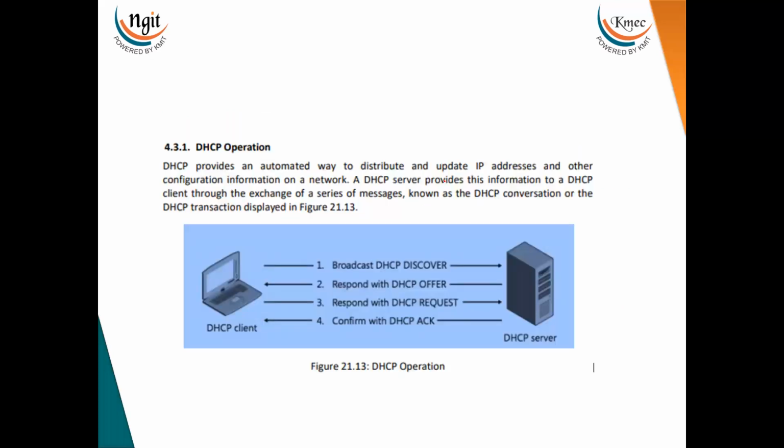Similar to bootstrap, we have the DHCP operation. What is meant by DHCP? It provides an automated way to distribute as well as update IP addresses. Our main work is the transmission of data between the client and server. DHCP is a protocol where the client first sends a discover, then it asks, then it gets a reply, then it makes the request, and finally we get the acknowledgement from the server.